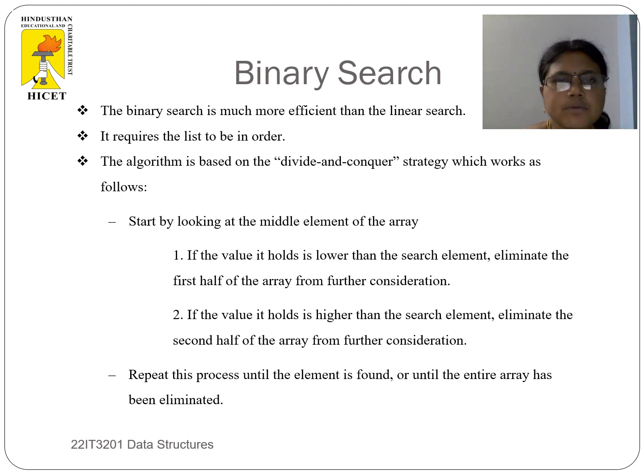The next type of searching is binary search. Binary search is much more efficient than linear search. But the only condition it requires is that the elements to be searched should be in ascending or descending order.